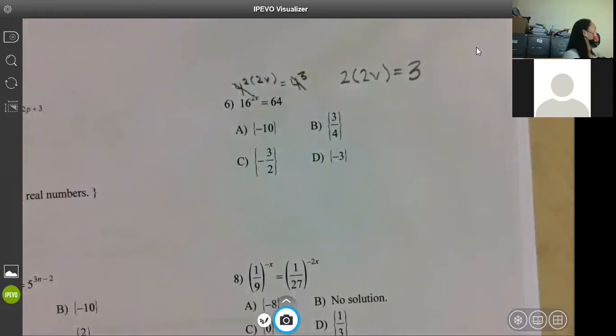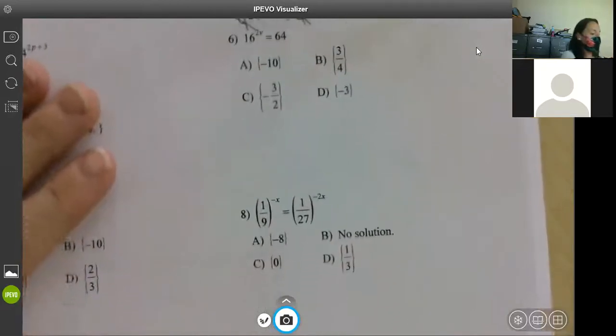Y'all, that's it. If you can get it to look like that, great. If you can't, log both sides, bring down the power, do all that work. It'll all work out the same. If this is something that you're not understanding, do what we did in our notes, log both sides. I'm just trying to give you something a little bit quicker, okay?